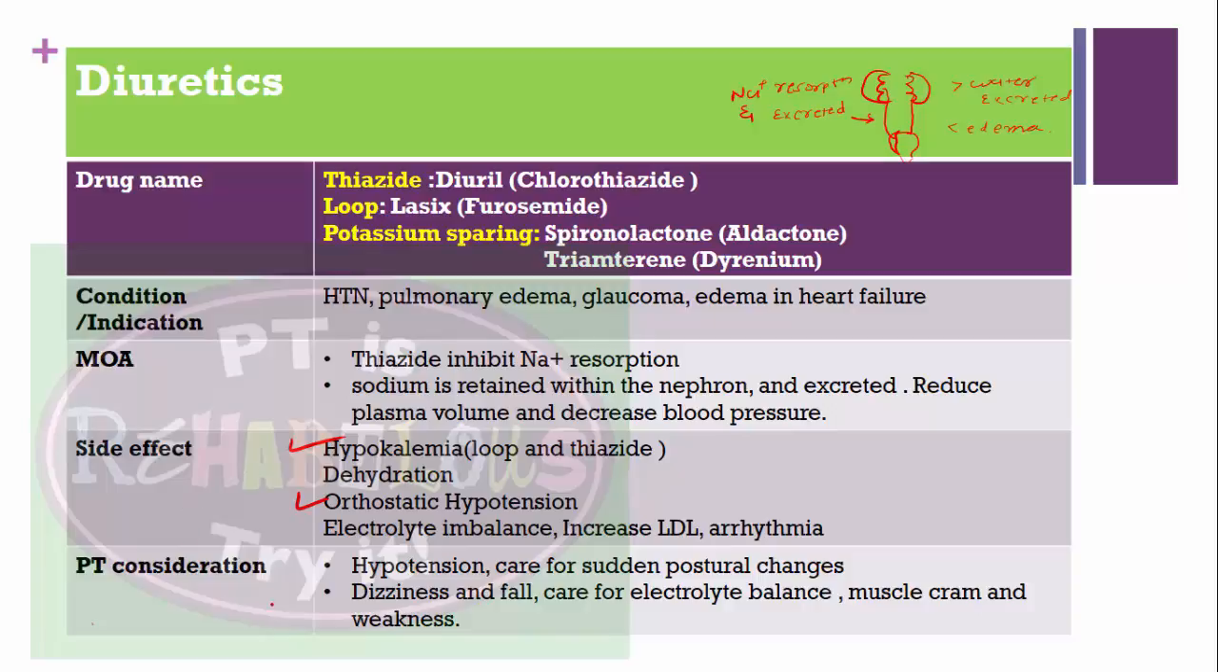As a physical therapist, we need to take care of hypotension. If we are changing certain positions, the patient may feel hypotension, so we should not change their position suddenly. If the patient is feeling dizziness or falls, we need to take care of electrolyte balance. The patient may have muscle cramps and muscle weakness, so we need to take care of that also. If the patient has hypokalemia, mainly an electrolyte imbalance, and it is a potent problem, we need to immediately notify their physician.